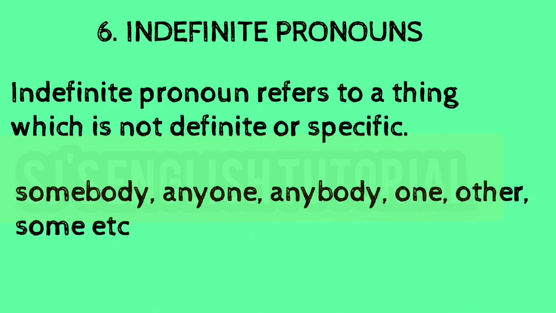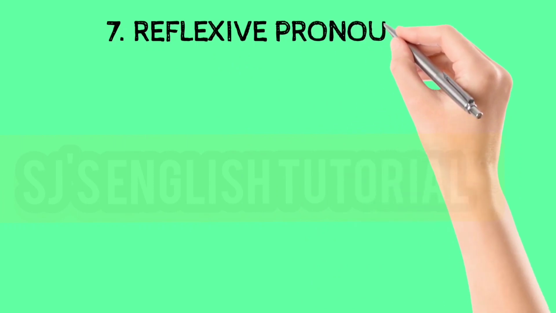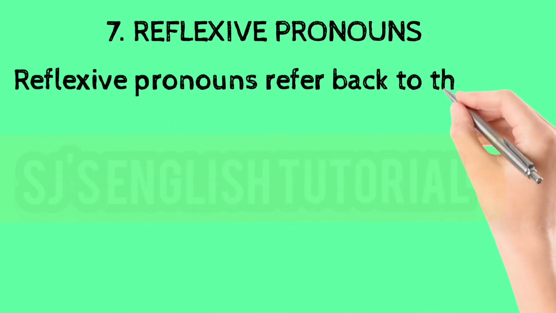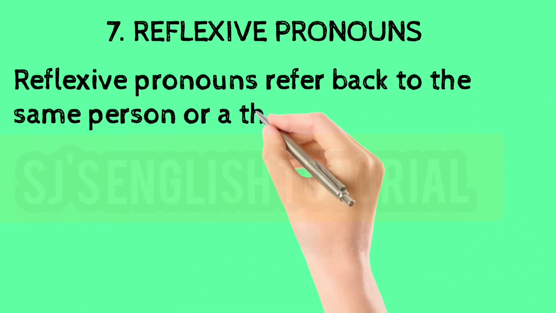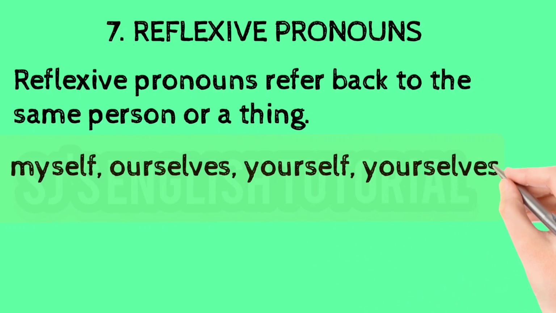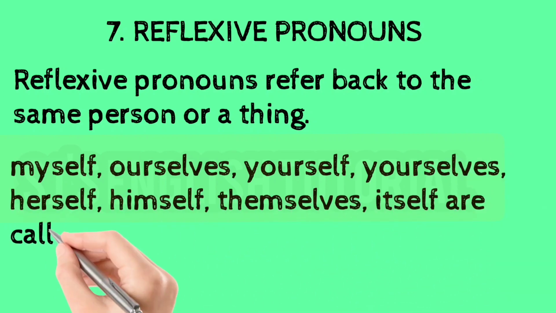Let us see the 7th type of pronouns, reflexive pronouns. Reflexive pronouns refer back to the same person or a thing. Myself, ourselves, yourself, yourselves, herself, himself, themselves, itself are called reflexive pronouns.